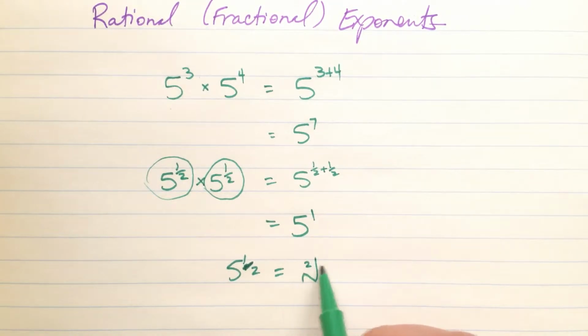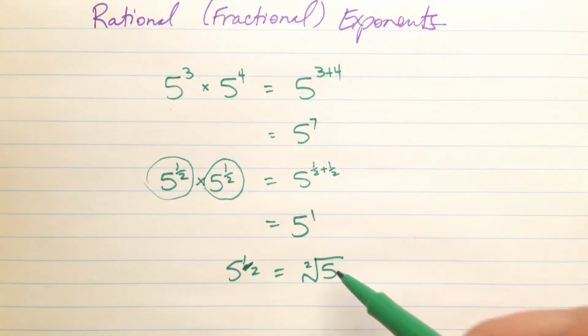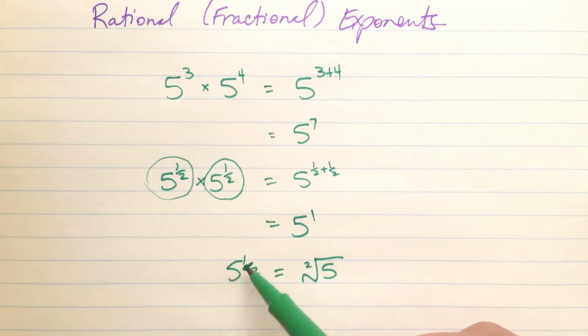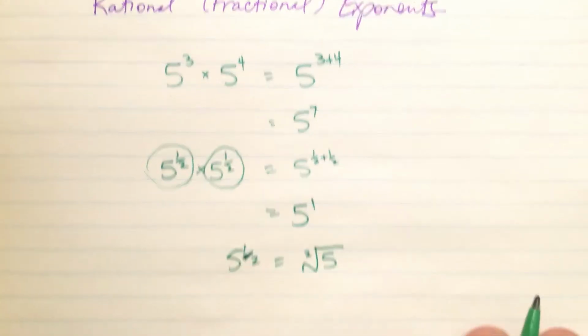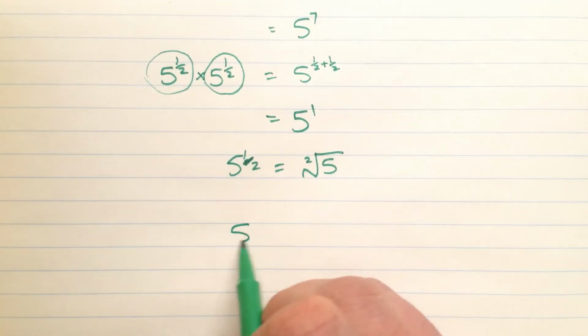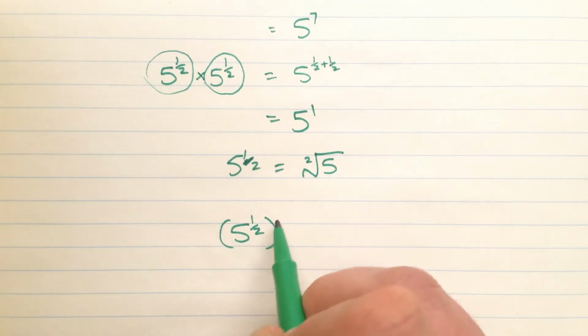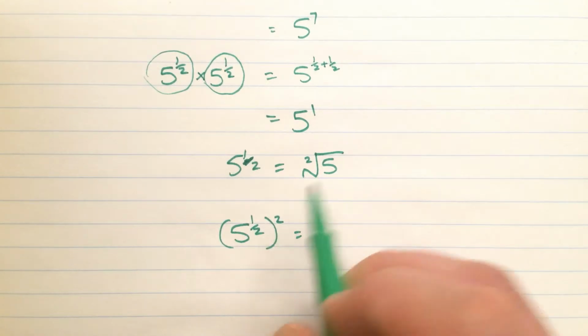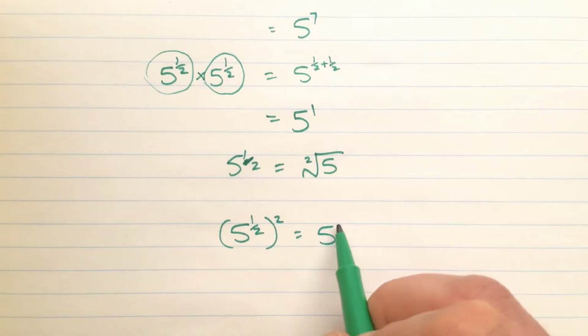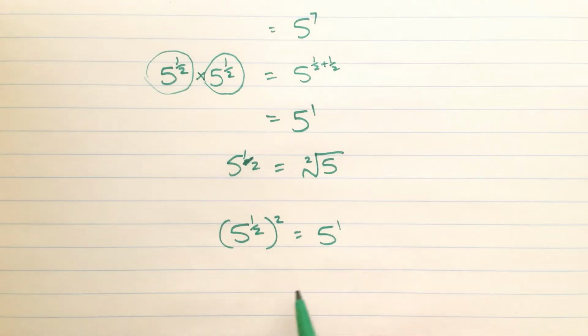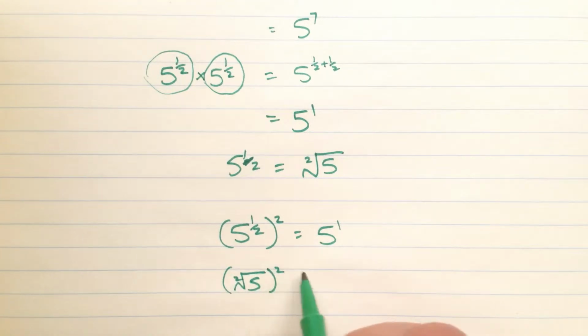That means it is the square root of 5. I'm putting a little 2 there to remind you that's the square root, because there are other kinds of roots. The square root of 5 is 5 to the power of 1/2. Another way to see this: if I square 5 to the half, multiplying the exponents, I get 5 to the 1. That is the same as saying root 5 squared equals 5, which we know.